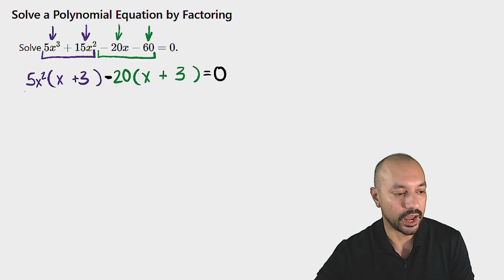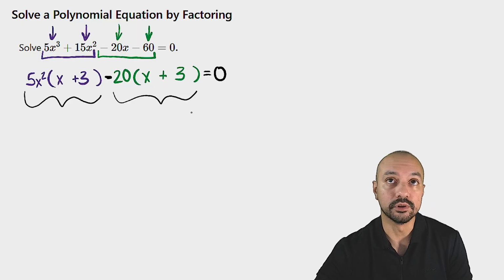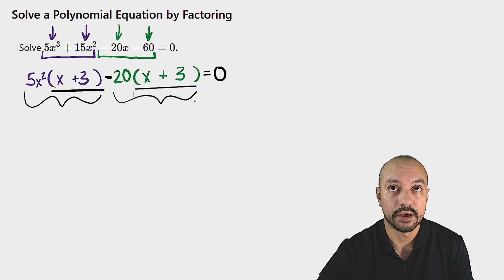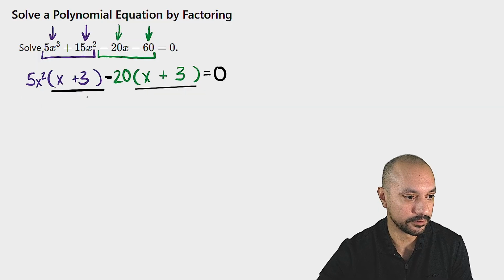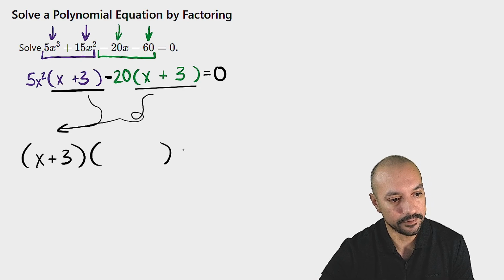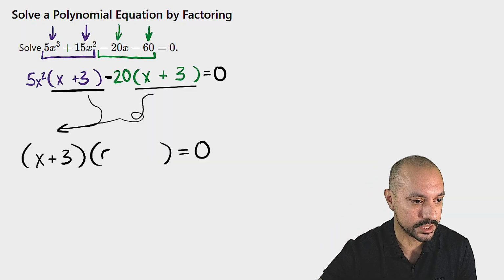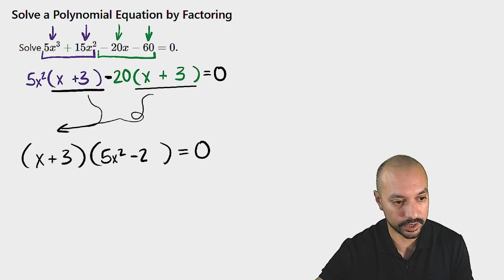All right. Now, I have two terms, two big old jumbo terms. These are huge terms here. And if you look at what they have in common, they have the parentheses in common. So because they have that parentheses in common, I'm able to factor that out from both of them. So I go ahead and do that, factor out the x plus 3. Now, if I factor out the x plus 3 from the purple, that'll just leave behind the 5x squared. And if I factor out the x plus 3 from the green, that's just going to leave behind the minus 20.